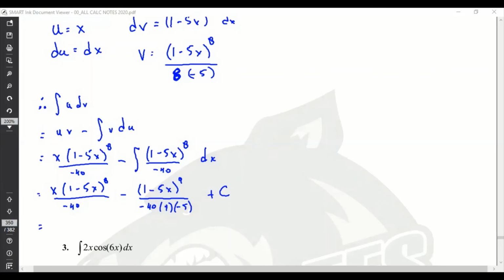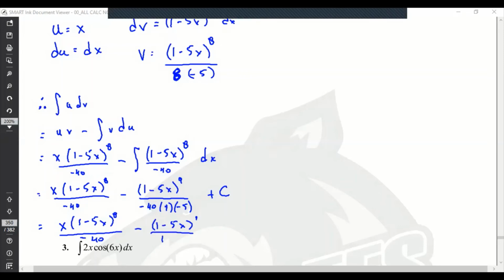And this equals, just to tidy this up a bit, x times (1 minus 5x) to the 8 over negative 40, minus (1 minus 5x) to the 9 over 1800, plus c.